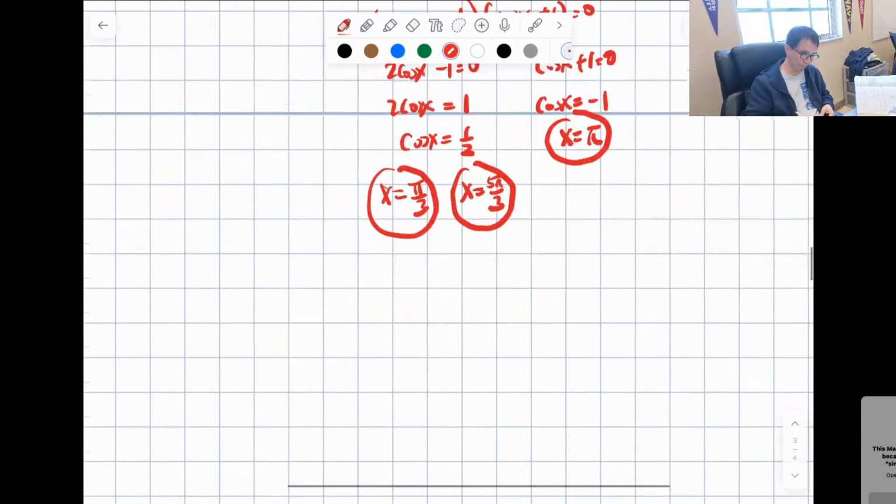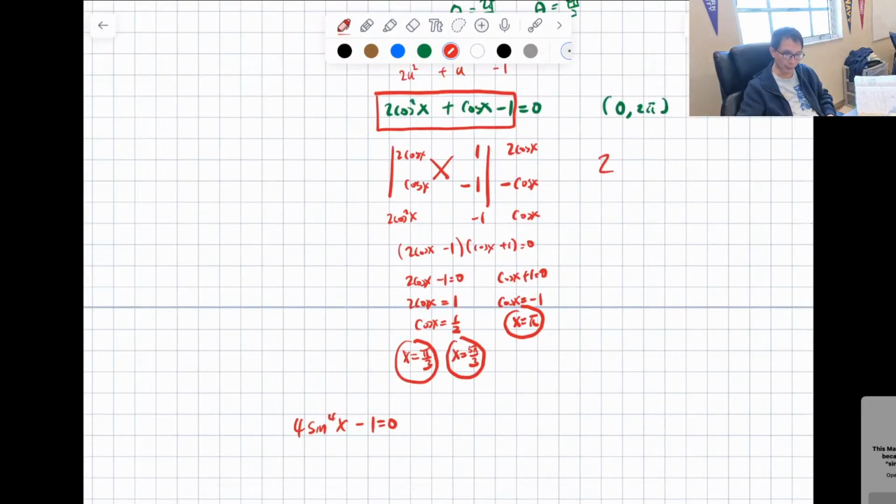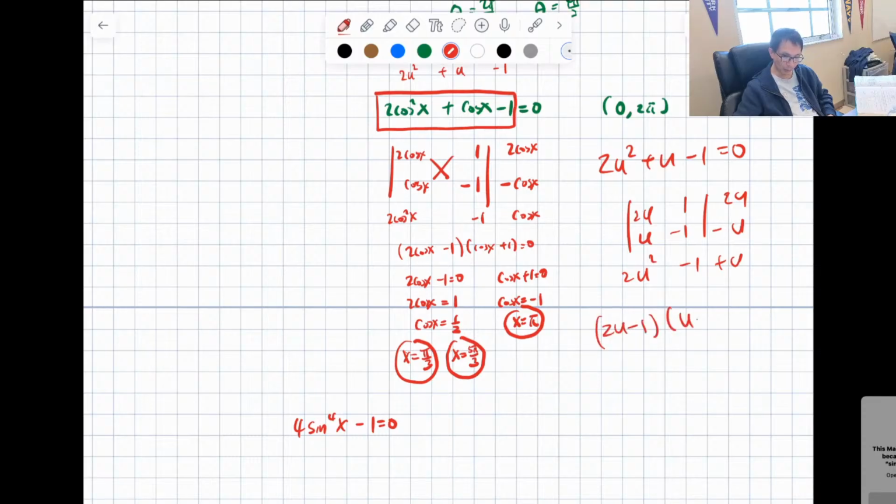You want to try one? Can I do u substitution? Yes. It'd be 2u squared plus u minus 1 equal to 0. You still have to do a box, except much less. This one's going to be 2u, and this is a 1 and 1, and this is going to be negative. So 2u minus 1 times u plus 1, and now you set it back. Same thing.